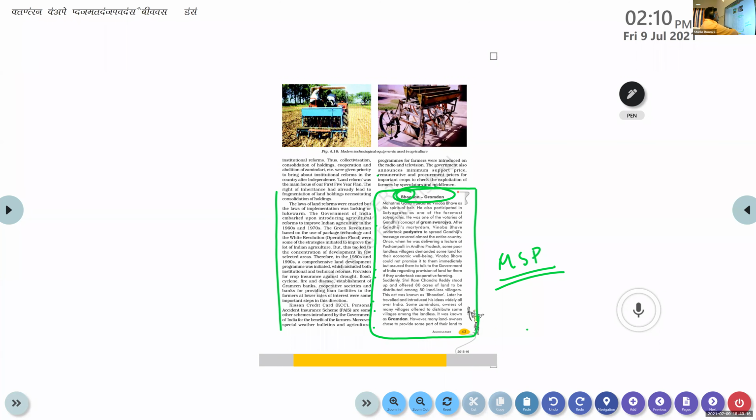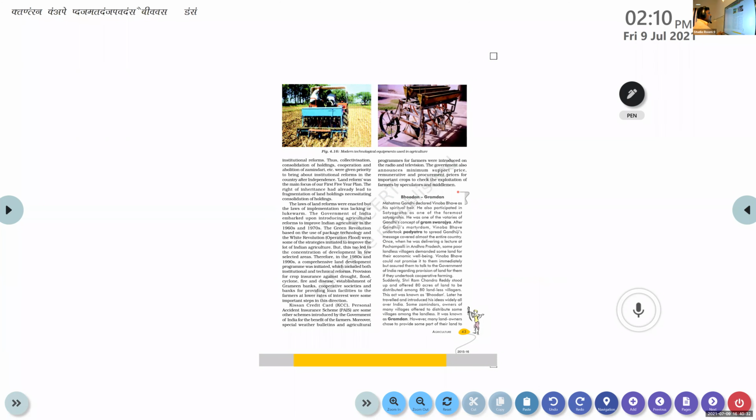So Bhoodan: Bhumi, the Hindi term, means land, and Dan means donation. Gram means village, and Dan again means donation. So donating the land or donating an entire village, that's the meaning of Bhoodan and Gramdan. This activity is basically termed the bloodless revolution in India.